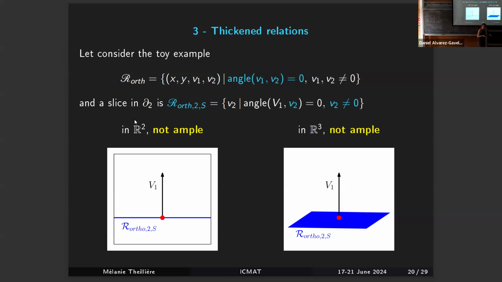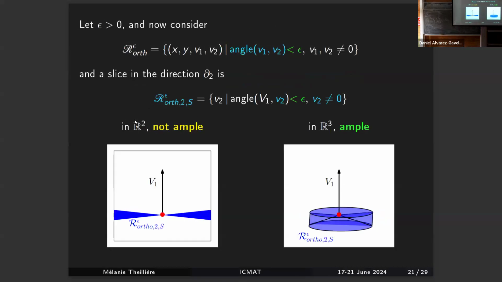And even when I try to increase dimension, it still doesn't work. I still have a plane, except 0, and I still don't manage to catch all the space. So it's not ample. But if I thicken the relation, so forget that it's written epsilon, but imagine epsilon plus p over 2. So I want orthogonal with plus or minus epsilon. And now I see that I add some freedom. So I could be not exactly orthogonal, but close to orthogonal.